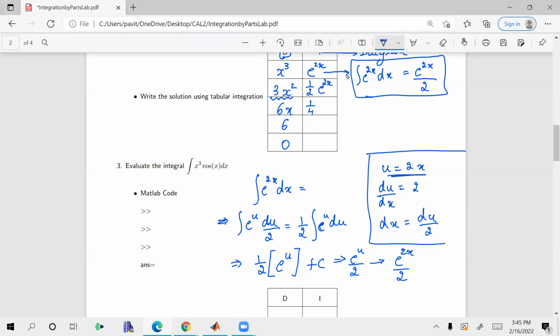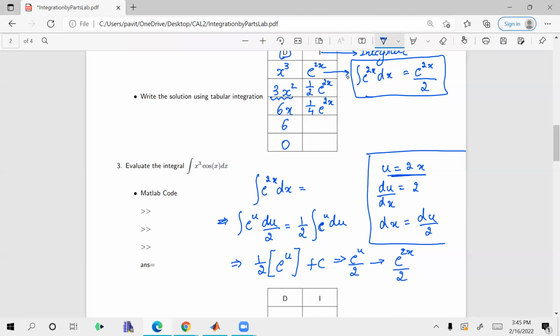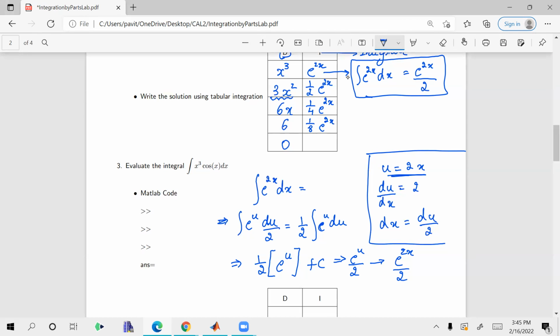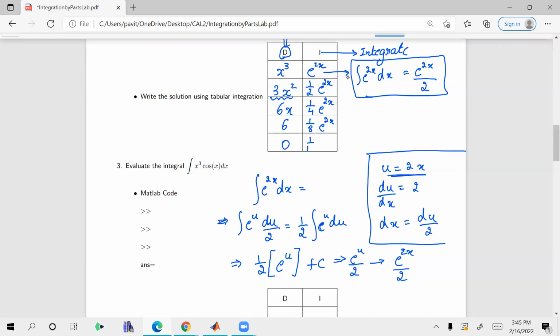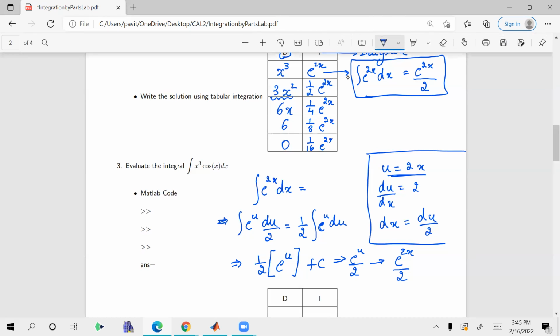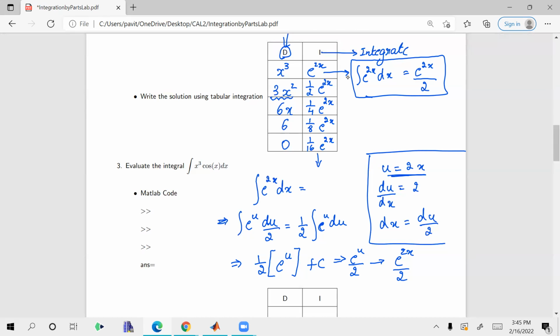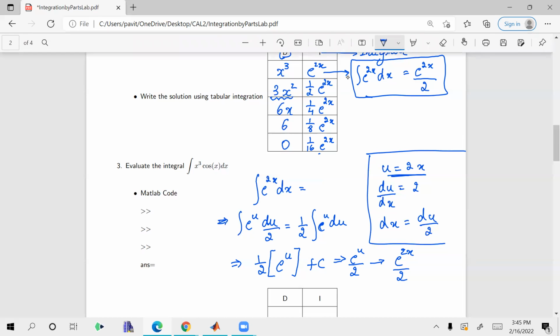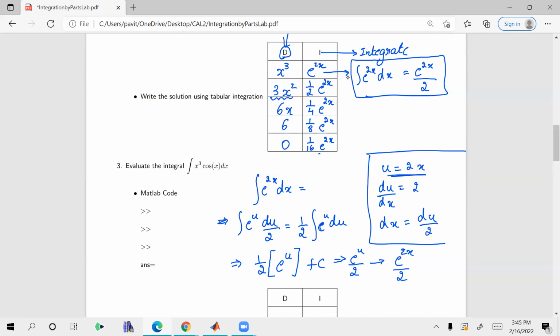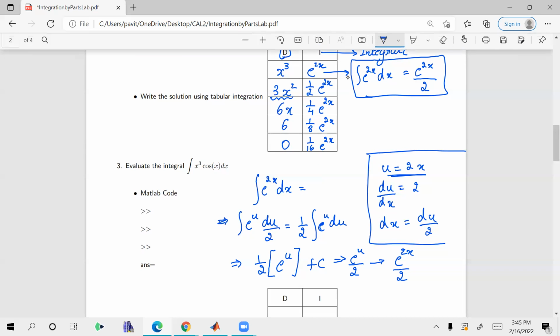It is 1 by 4 e to the power of 2x. So when you integrate this, you will get 1 by 8 e to the power of 2x. When you keep on integrating, you get 1 over 16 e to the power of 2x. Now see how the exponential function acts as a recurring function. So when you apply integration by parts, you have to do this 3 or 4 times. The reason the process will stop at a point is because of the 0.